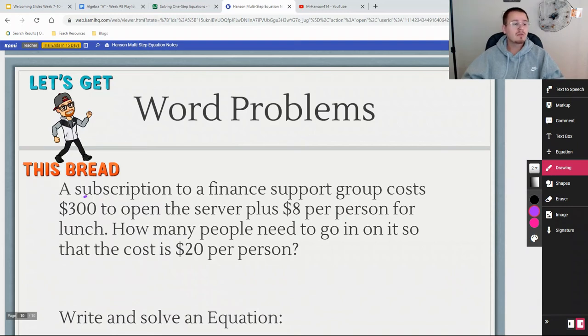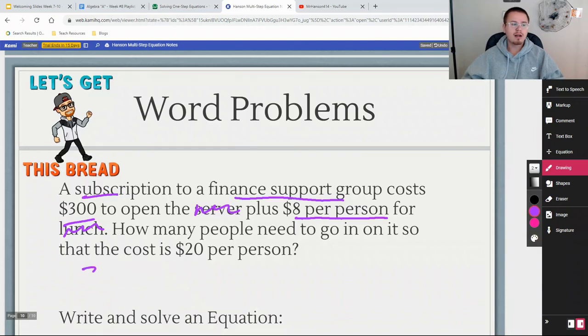So a subscription to a finance support group costs $300. This shouldn't have said server to open. Plus $8 per person. That also shouldn't say lunch. I'm tripping. I don't know what happened. Sorry. So let's just pretend that didn't happen. Plus $8 per person. How many people need to go in on it so that the cost is $20 per person? Well, we have to come up with an equation.